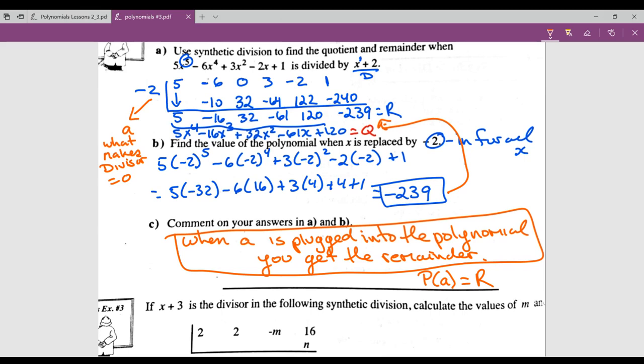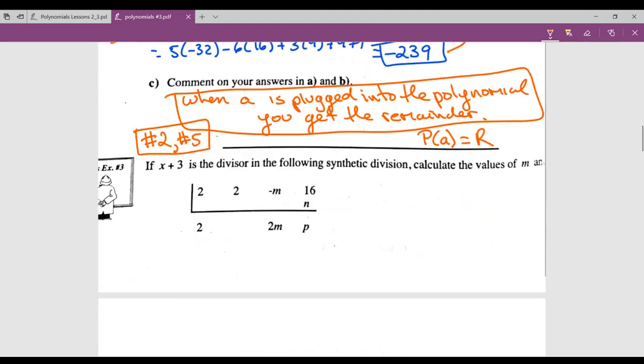All right, at this point, I would like you to do question number 2 and number 5. And when you do that, we have one last thing, and then we are done.